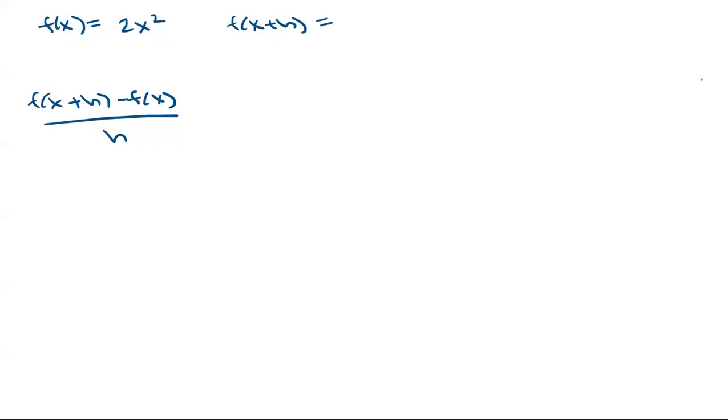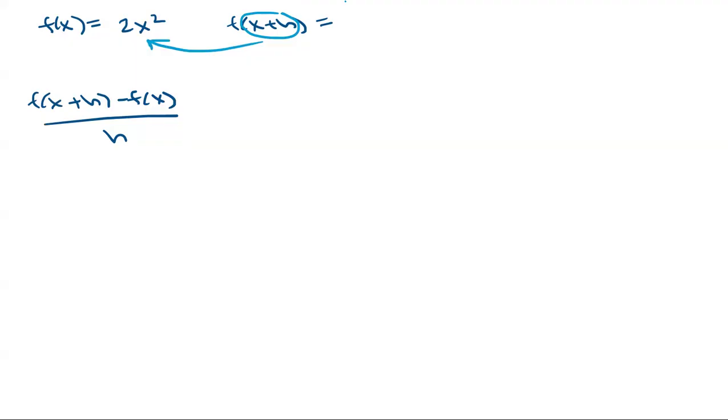Okay, so for this problem, we have f of x equals 2x squared, and we're going to use the difference quotient, f of x plus h minus f of x over h, to calculate the difference quotient, or in this case, the slope. So what we need to do first is find f of x plus h. So we need to replace this x in the 2x squared with x plus h.